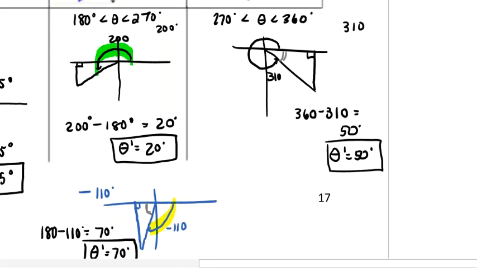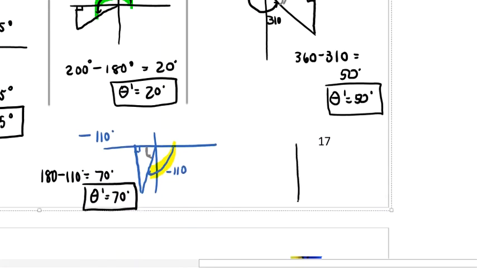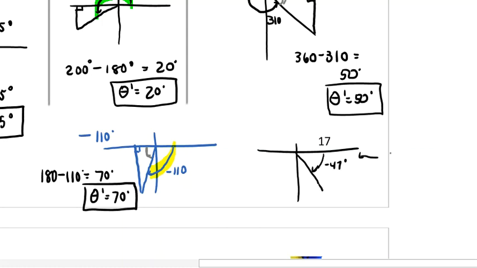I could have a negative angle in that quadrant as well. If I had a negative angle there, like, say, negative 47, my reference angle is just going to be the angle this way. So if this was negative 47, this angle is 47. My reference angle would just be positive 47 degrees.